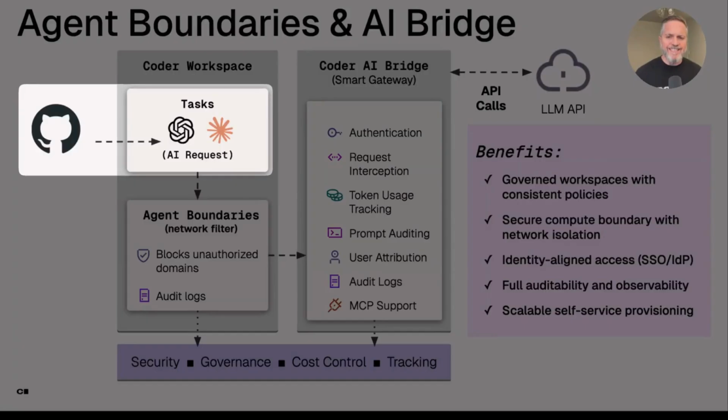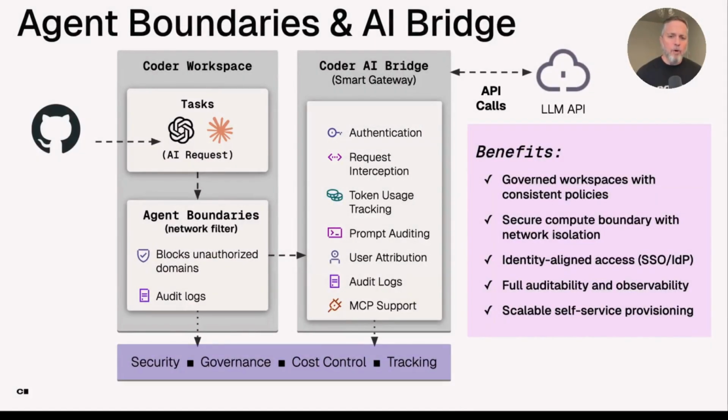Another approach you'll see in the demo is creating agent-ready workspaces using external CI/CD tooling such as GitHub Actions. In this model, triggers can call the Coder Control Plane API to provision a workspace automatically. This is useful for workflows like automated issue triage, documentation generation, or feature request analysis. In both cases, agent boundaries and AI bridge add security, control, and observability around all agent activity.